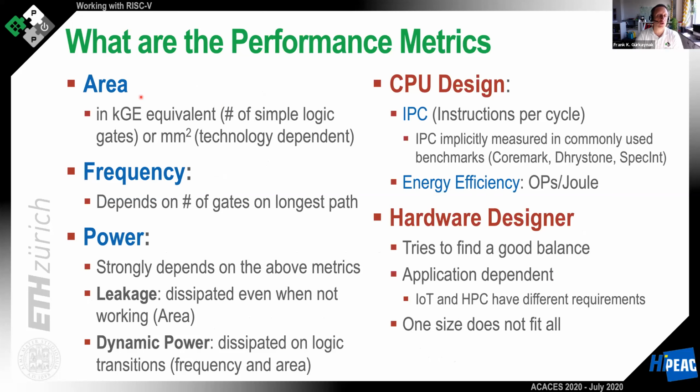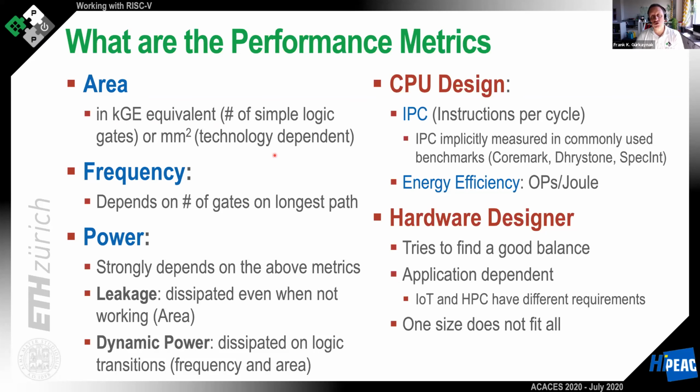Sometimes you talk about area. This is important because you pay for silicon per area, so the larger the core, the more expensive it is. Area is sometimes measured and displayed in what we call kilogate equivalents. That's essentially the number of simple two-input NAND gates.